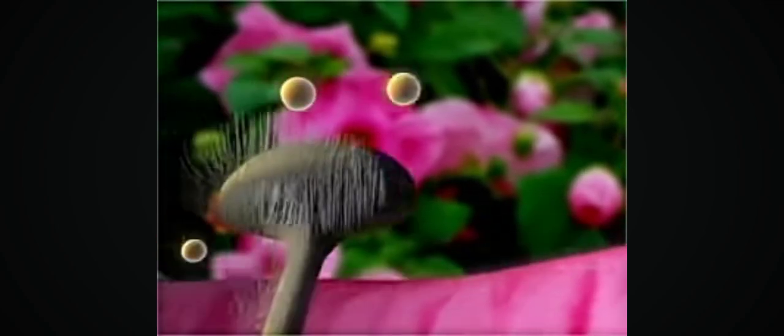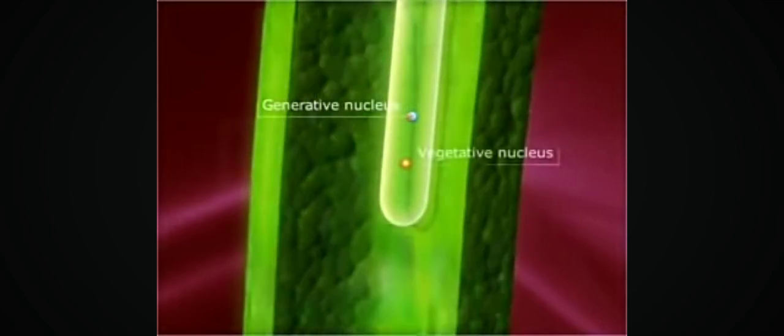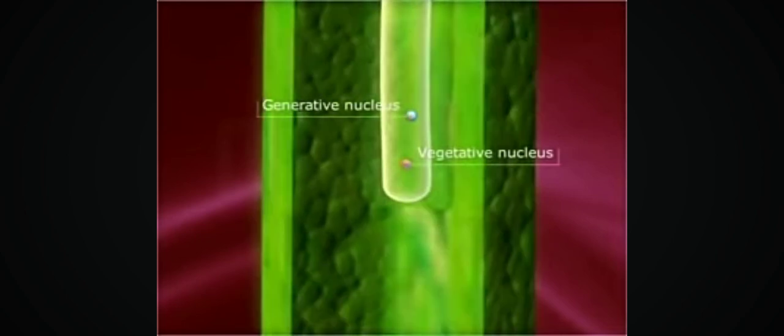On reaching the stigma, the pollen grain containing two nuclei germinates to produce the pollen tube. The pollen tube grows down into the style, deriving nutrition from it. The generative nucleus and the vegetative nucleus of the pollen grain move to the lower end of the pollen tube. Here the generative nucleus divides mitotically into two male gametes or sperms.